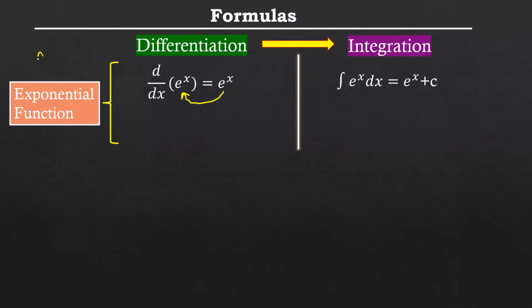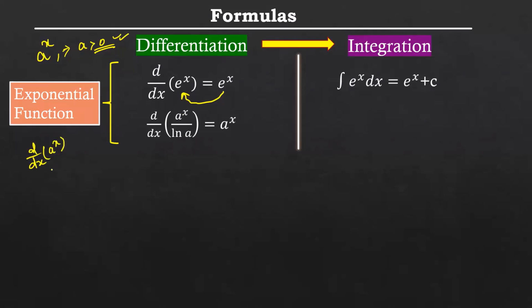The general exponential function means a to the power x, where a is not equal to 0 and not equal to 1, and a is greater than 0. For any a greater than 0, this function is defined. So whenever you take the differentiation of a to the power x, what do you get? d/dx of a to the power x.